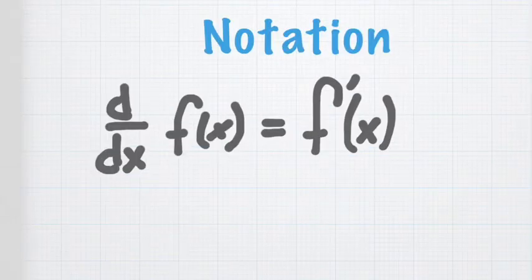As far as notation goes, you can write a derivative in many ways. The most common ways that you'll see it written will be with the d over dx, which stands for the derivative with respect to x of a function, or f prime, you see that's the little apostrophe symbol, okay? That's f prime of x.